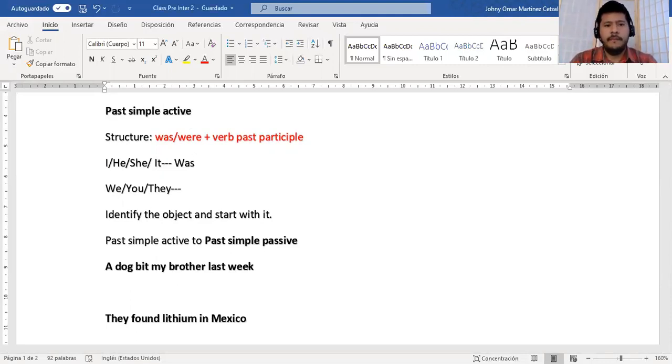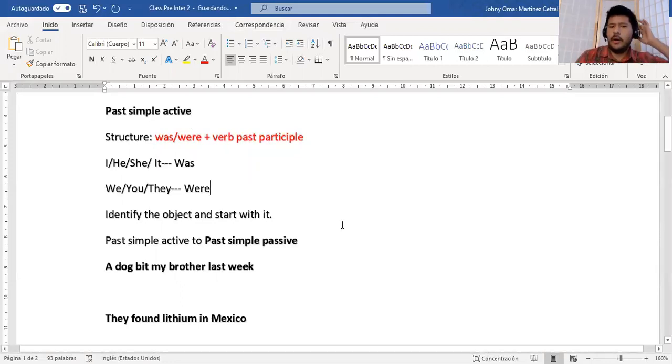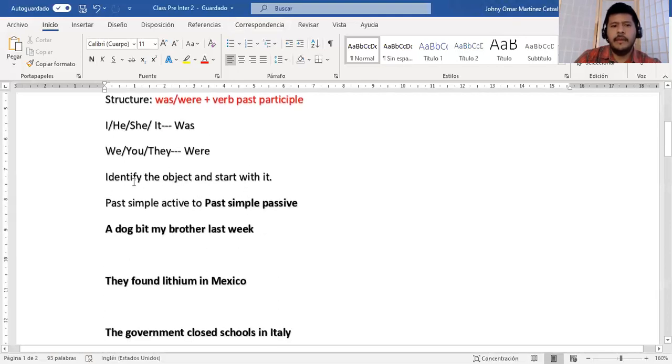Now, in the case of we, you, they, which is the correct verb? Were, correct? So we have to use we were, you were, they were. There is no exception, there is no change as in second conditional, so you shouldn't have any problem at all here. Now, once you remember how to conjugate the verb be, you also have to focus on identifying the object, and you need to start with it. So now we're gonna contrast past simple active and the topic that we're checking, which is past simple passive.